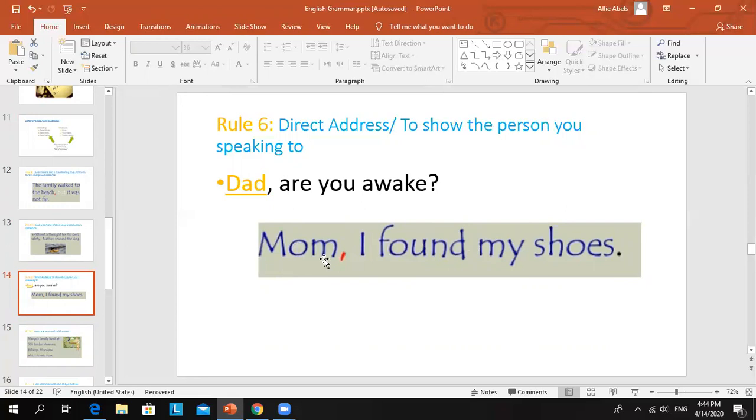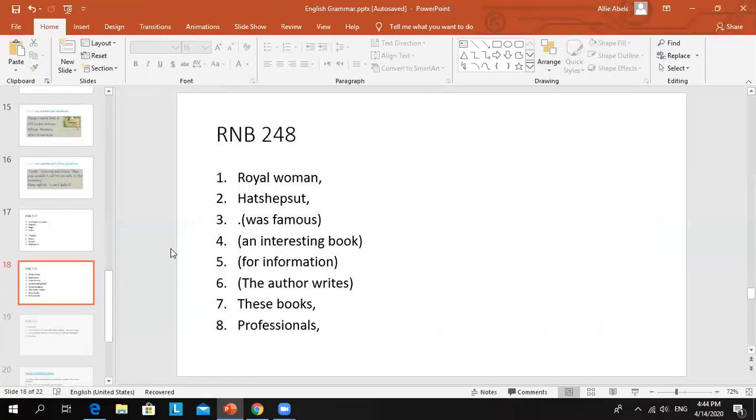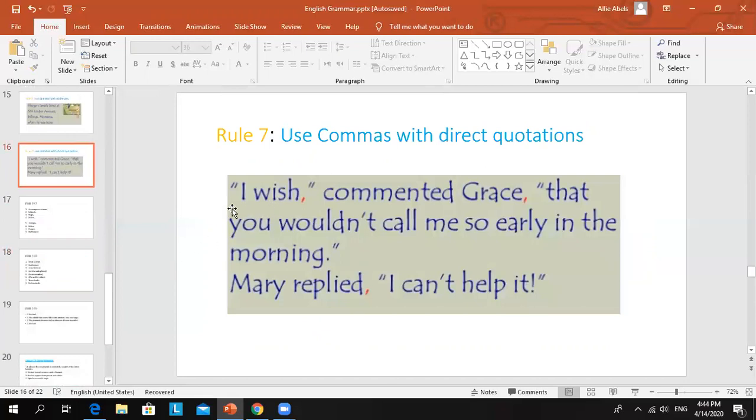You want to tell your mommy that you found your shoes, so you need to state, "Mommy, comma, I found my shoes." You're not going to tell your dad you found the shoes, because your dad is not the person who asked you if you found your shoes or not. So you want to address it to your mommy. You write the word mom, comma, and then you say what you need to say to your mommy. So that is the sixth rule, where we use the comma to directly address someone.